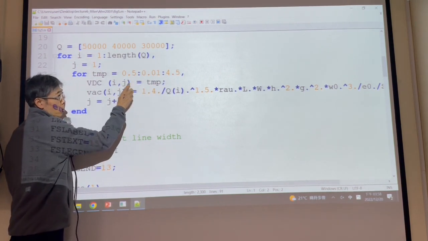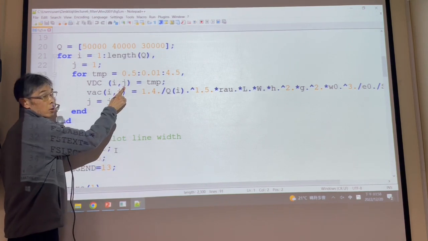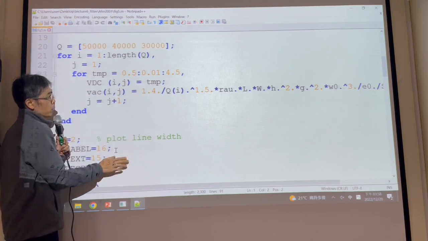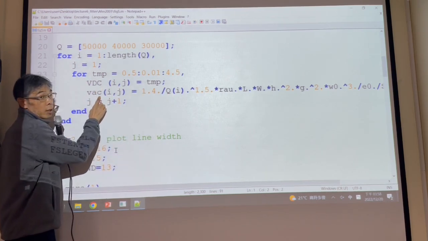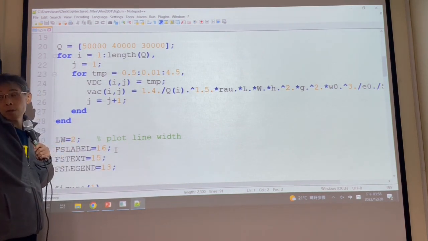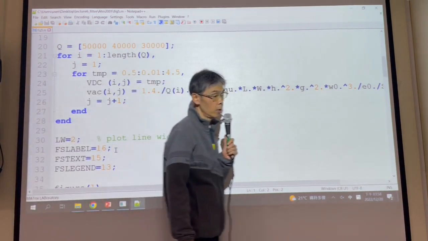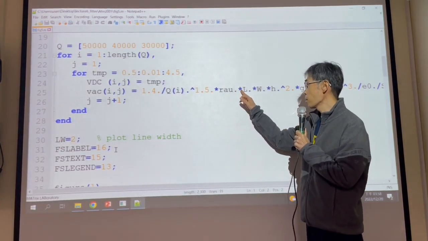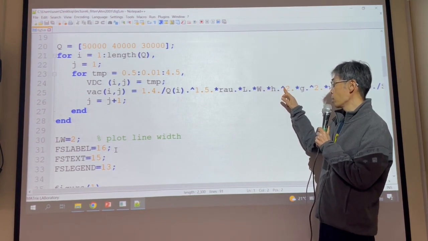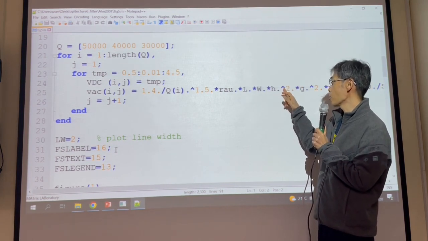So the second point is 0.01 when J equals 2. So I is case 1, 2, 3, and J is the curve. This is VDC, and for VAC, we use the equation. You derive the equation, so we put the equation here. Remember to use dot multiply. Dot. This is the, okay, I forgot, square, okay.